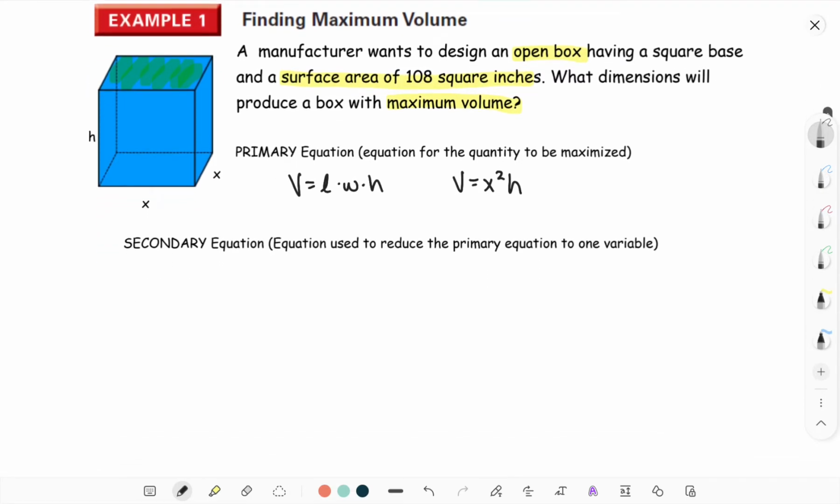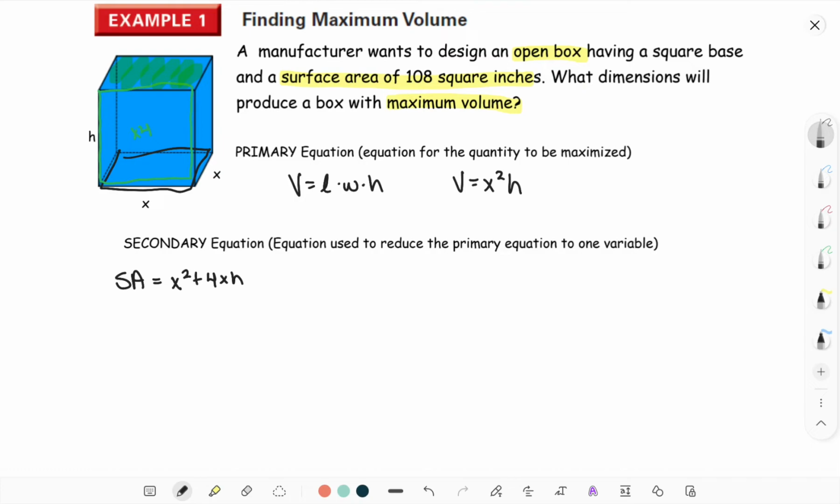My secondary equation, they tell me information about surface area. So the surface area of this box, well, it's going to be that base, which is x times x, which is x squared. And then it's going to be those four sides that are h times x. So my surface area is x squared for the bottom plus 4xh. If this had a closed top, I would have two of those x squared sides, but I don't have that. It's an open box. There's no top to it.